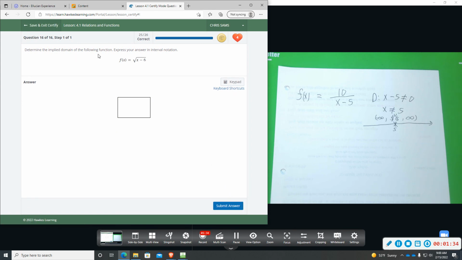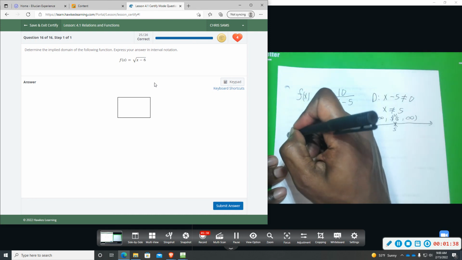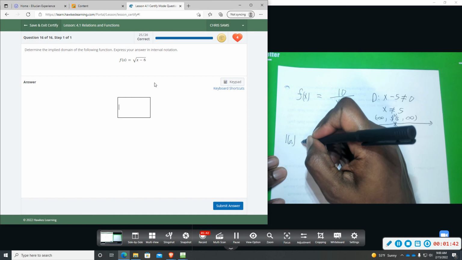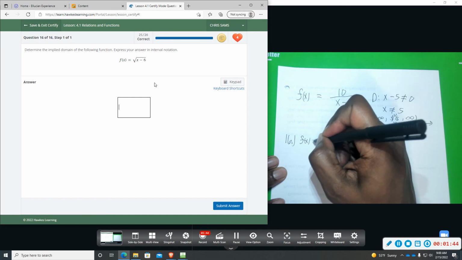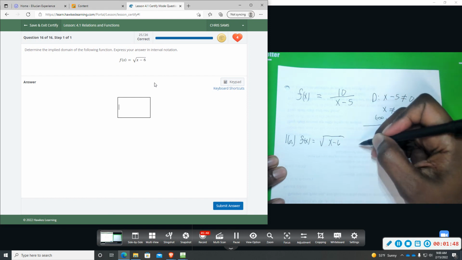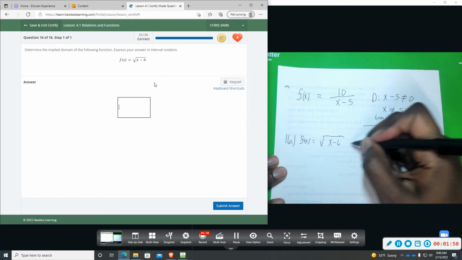And then 16, again, the implied domain. So this is the one where we have an even root. I got to be careful about that. Even root is what we're focused on. So whatever's under the square root with domain has to be positive.